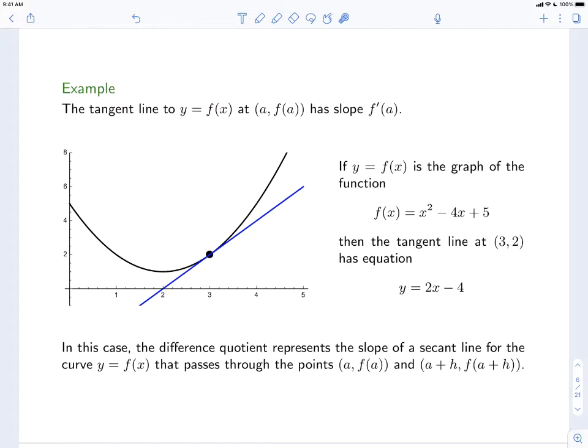In this case, the difference quotient represents the slope of a secant line for a curve that passes through the points a, f at a, and a plus h, f at a plus h. And as you compute the limit of this difference quotient as h goes to 0, the slopes of these secant lines approach the slope of the tangent line, which in this case is 2.